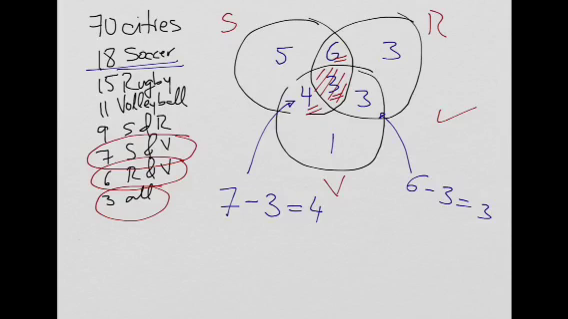So now you have all kinds of questions. Once I filled out all of these areas, now I have all kinds of questions. For example, one of them, how many have only rugby, right? Only rugby. Well, where's only rugby? This is only rugby, right? So that'd be 3.